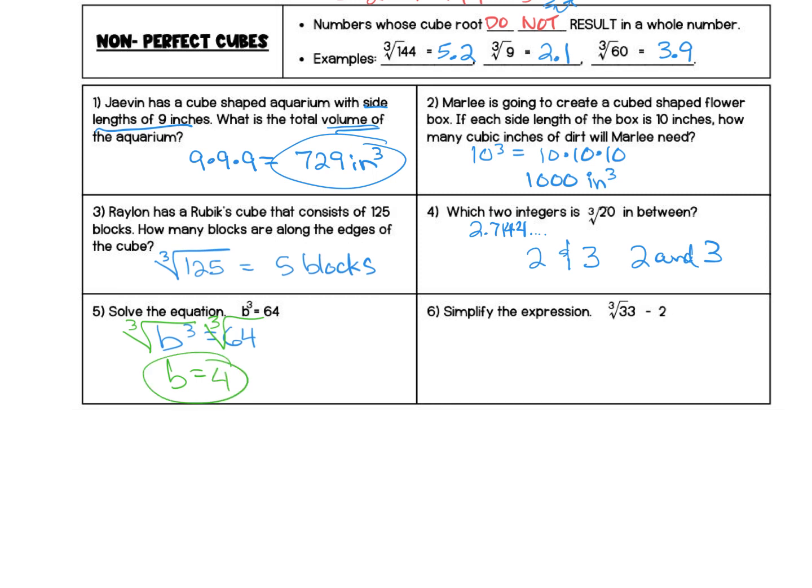And then number 6, we want to go ahead and simplify the cube root of 33 minus 2. And you can actually put that in your calculator. Just do the cube root, so 3, second, caret, 33, and then minus 2. And if we do that, our answer should be 1.2. All right, so 1.2 should be our answer.